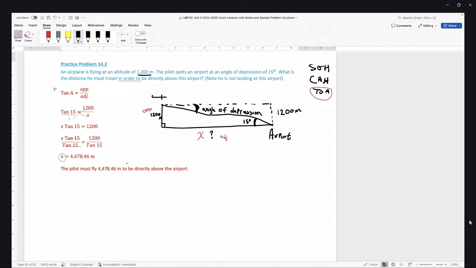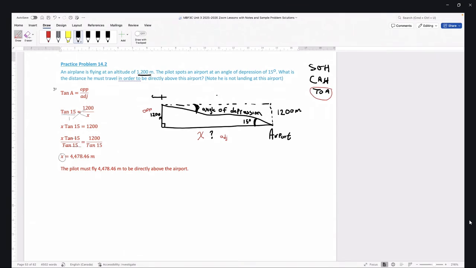Press equal and you get 4478.460969. Round it to 2 decimal places, so it's going to be 4,478.46 meters. So over 4,000 meters, so almost 4.5 kilometers.